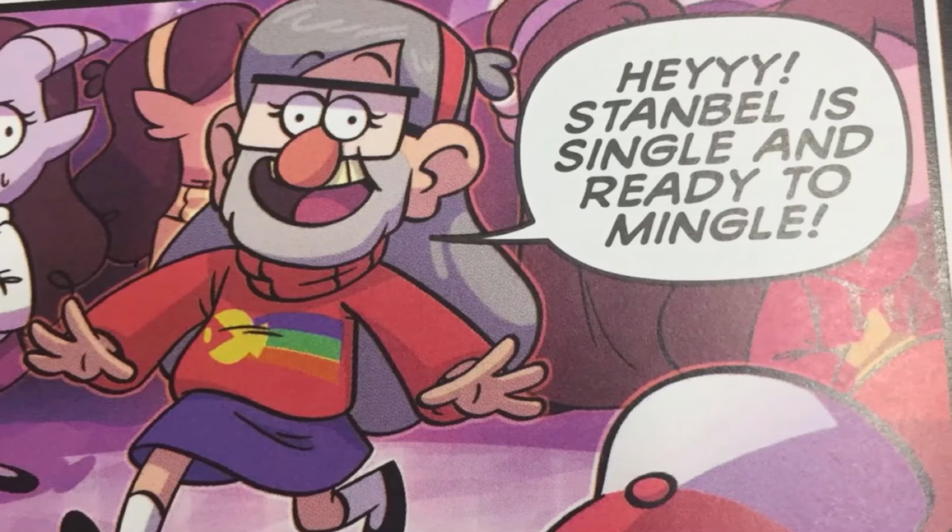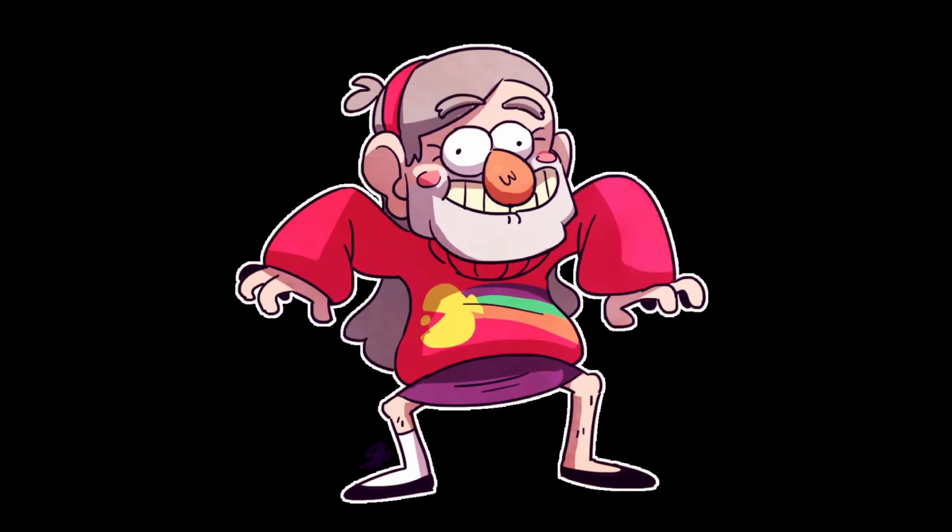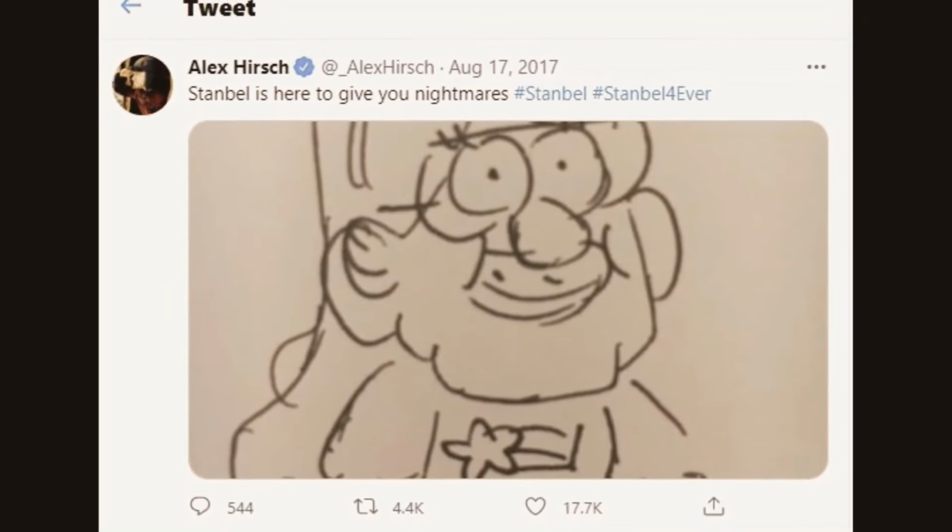Stan Bill. Stan Bill is in reference to the super savory art of Grunkle Stan and Mabel as one character. Alex Hirsch posted a sketch of Stan Bill in 2017.